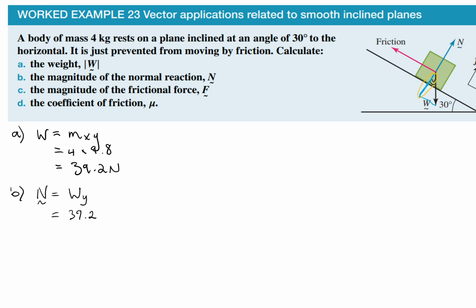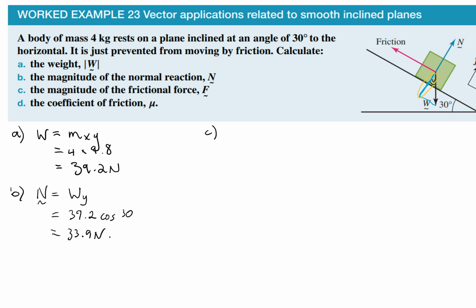39.2 cos 30 degrees, which is 33.9 newtons. Very good. Part C, the magnitude of the frictional force.